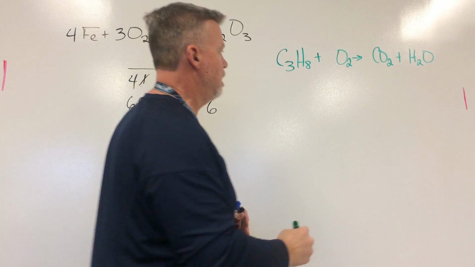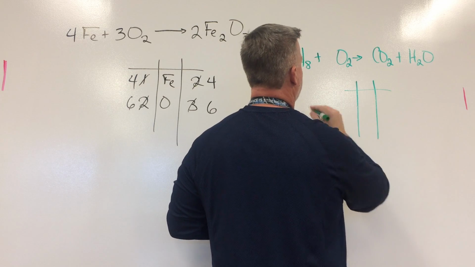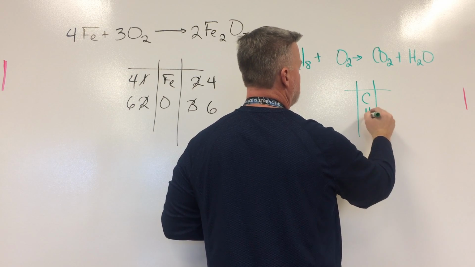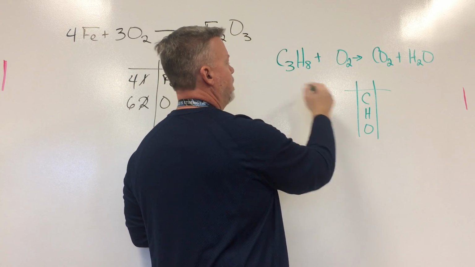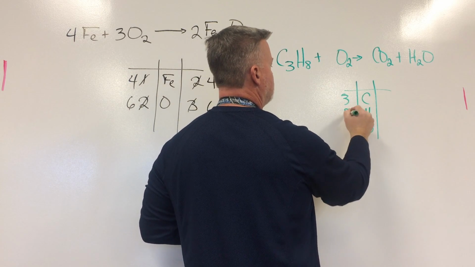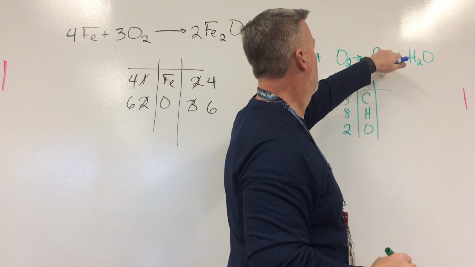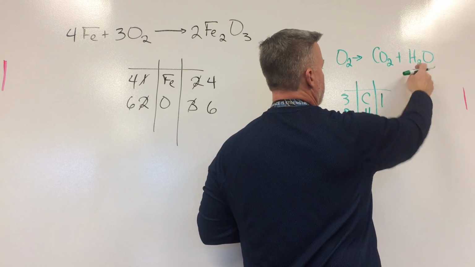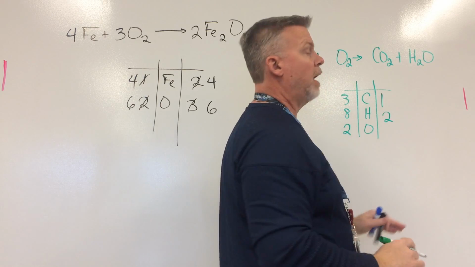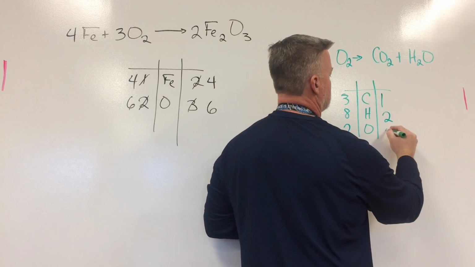Once again, like I did here, I'm going to draw my little tree. I'm going to put my carbons, my hydrogens, and my oxygens in here. So on this side of the equation, I've got 3 carbons, 8 hydrogens, and 2 oxygens. On this side of the equation, I've got 1 carbon, hydrogens, I only have the 2, and then for oxygens, look, I've got 2 here and 1 over there, so I've got a total of 3 oxygens.